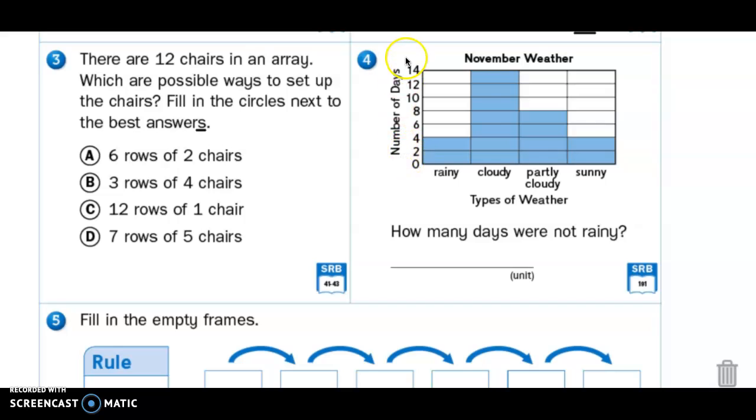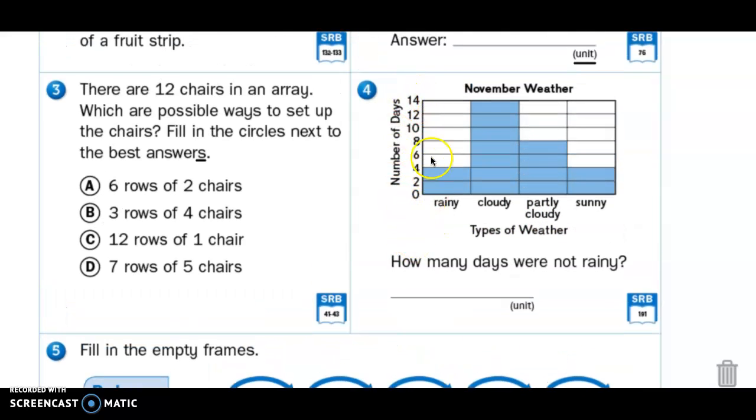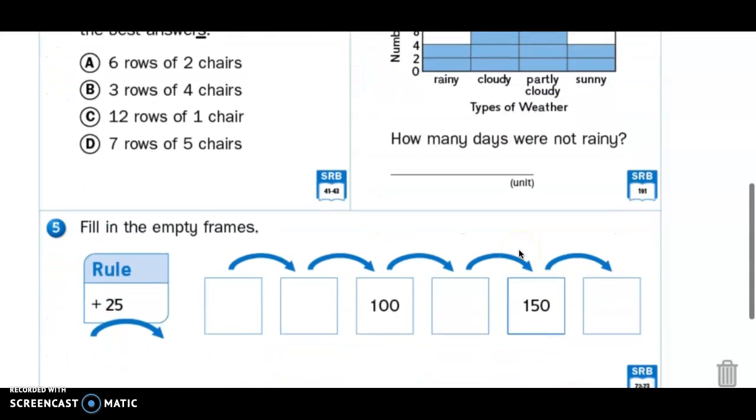Number 4, number of days, types of weather, and let's see, November weather is what we're talking about. How many days were not rainy? You must remember to look at what our scale is counting up by. Is it counting by 1s, 2s, 5s, 10s, 100s? Look at this side first and then write your answer.